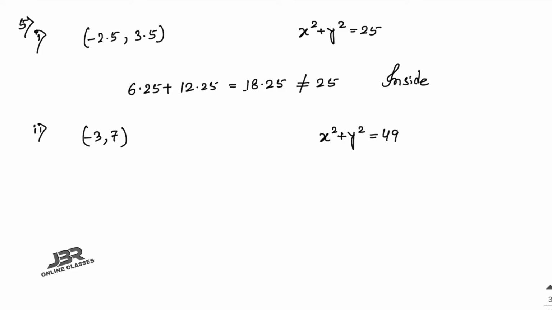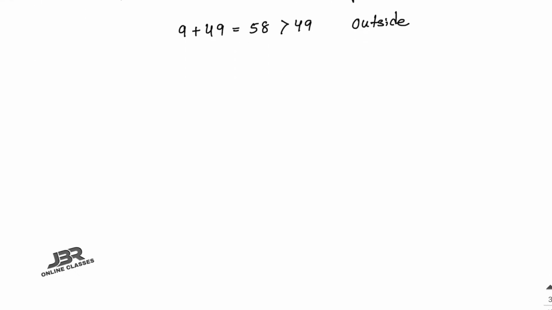So minus 3 whole square means 9, 7 square means 49, so 9 plus 49 equals 58, which is greater than 49, so definitely this point is outside of the circle. Now next, some number here.